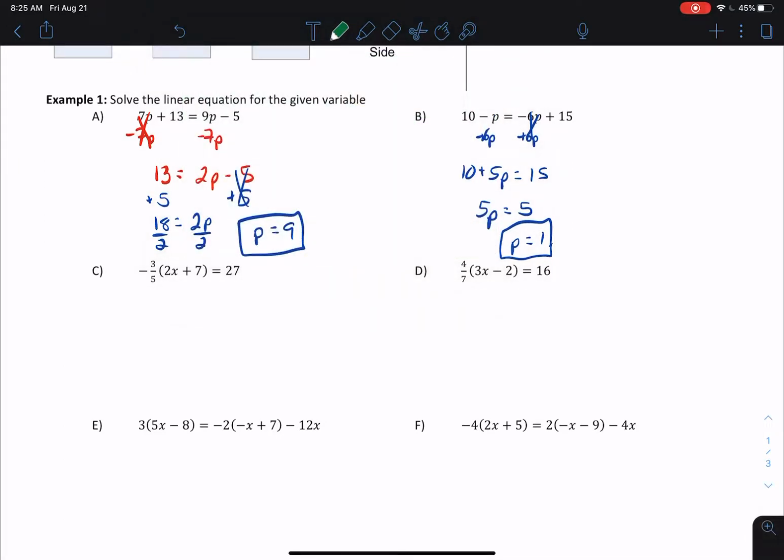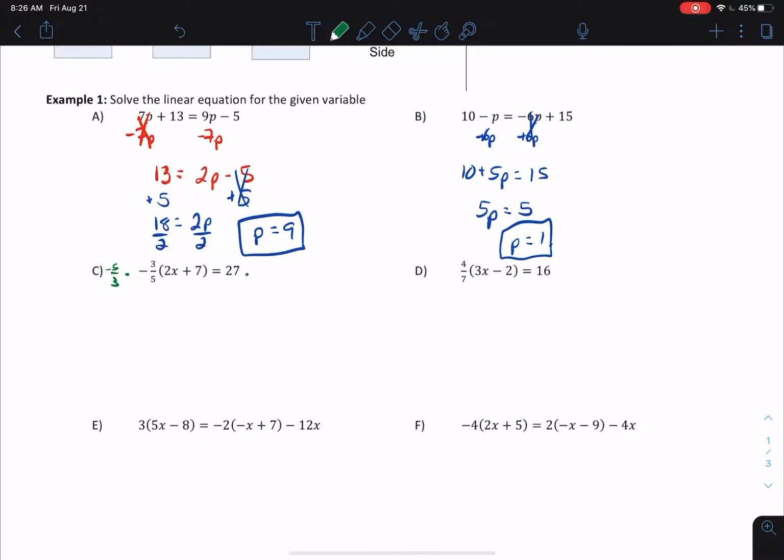So here we have a fraction in front of a grouping in parentheses. Typically we would distribute and then solve, but you'll notice if we distribute this, we're going to have a bunch of messy fractions. So instead, how can we get rid of that fraction from the get-go? What is negative 3/5 doing to that grouping of 2x plus 7? It's multiplying it. So how do we undo multiplication? We divide. How do we divide fractions? We multiply by the reciprocal.